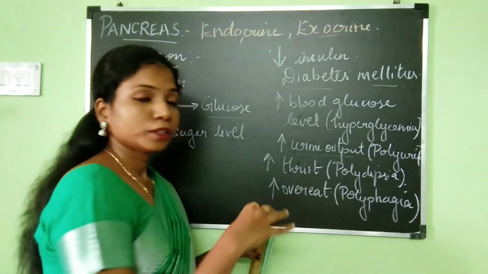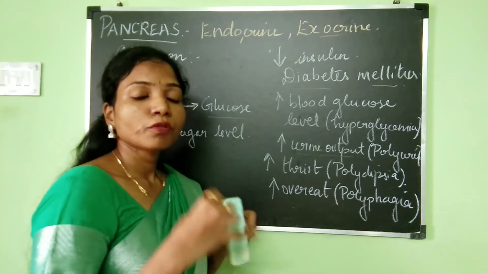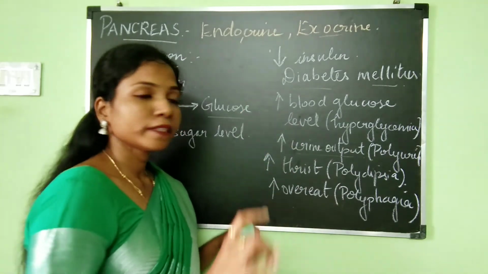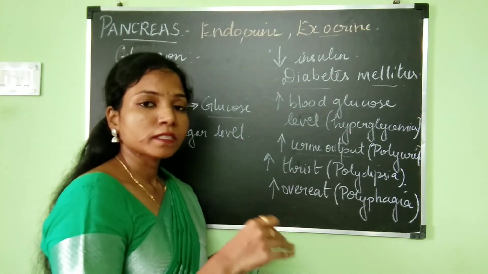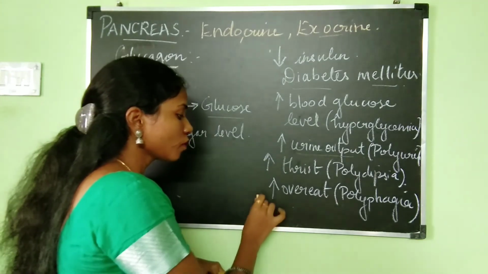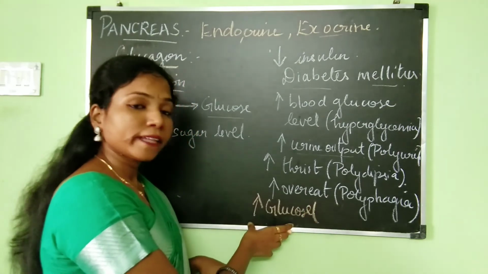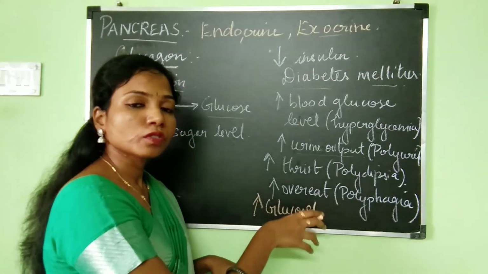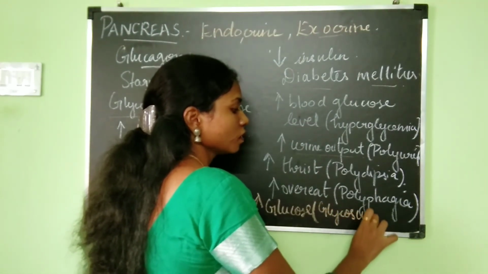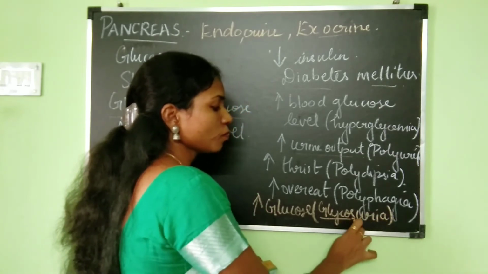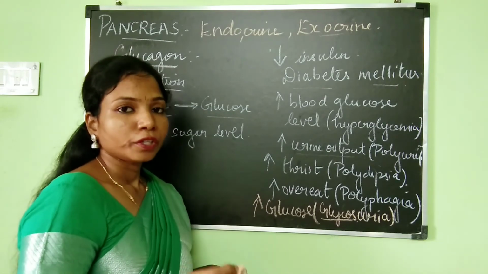And one thing I have forgotten to mention: when I told about urine output, I said that excess urine output is going to be there for people who are suffering with diabetes mellitus, and that's called polyuria. Along with the urine, a greater amount of glucose is also going to get eliminated, and that term is known as glycosuria. So glycosuria is where more glucose is going to get eliminated in the form of urine.